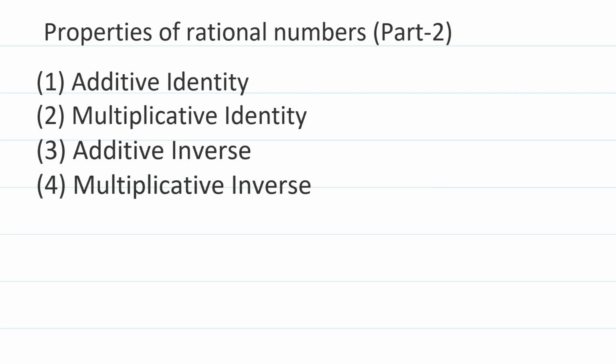In this video, I will explain four properties of rational numbers: additive identity, multiplicative identity, additive inverse, and multiplicative inverse.